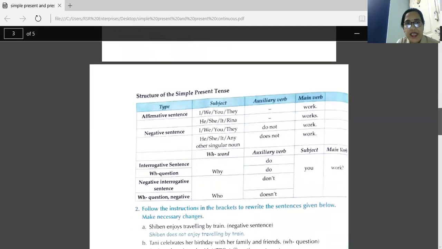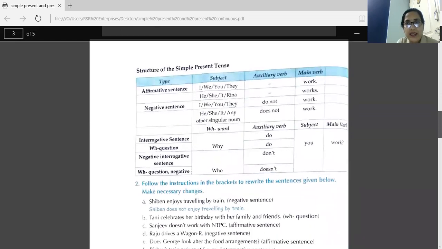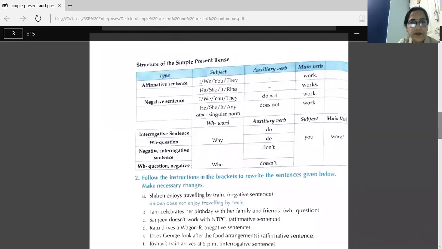Now you have the structure of the simple present tense in different sentences. Affirmative sentence: the subject is given here, I, we, you, they. The auxiliary verb will not be used here, and the main verb is work. With I, we, you, and they, we use the main verb as it is, without adding s or es.